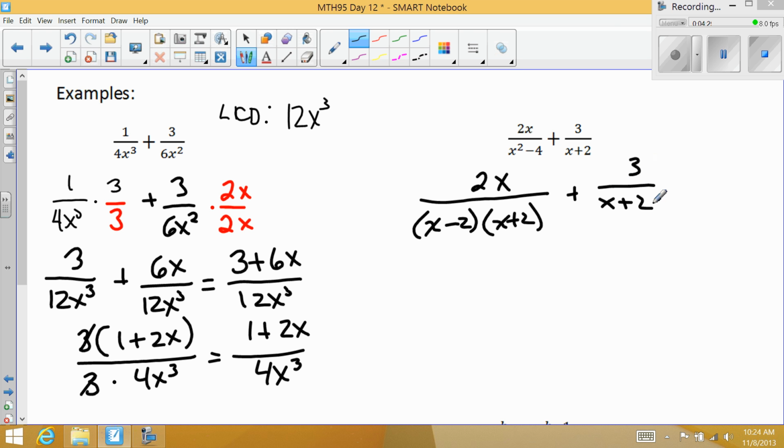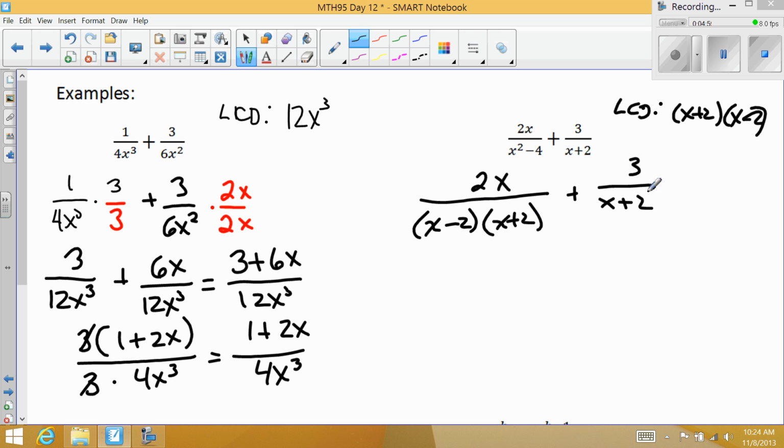So my LCD I think is fairly obvious. I'm going to need the x plus 2. But I only need it in here once because it doesn't show up more than once in any one denominator. And then I'll also need the x subtract 2. Okay, so this is nice. The first rational expression here already has the LCD as its denominator, so I don't need to do anything to modify this one.